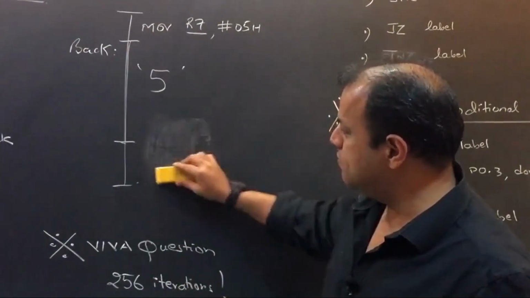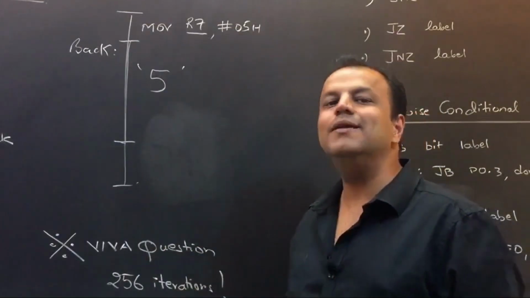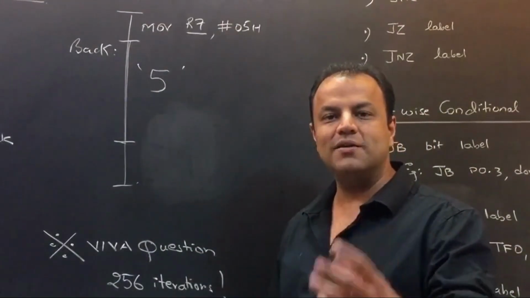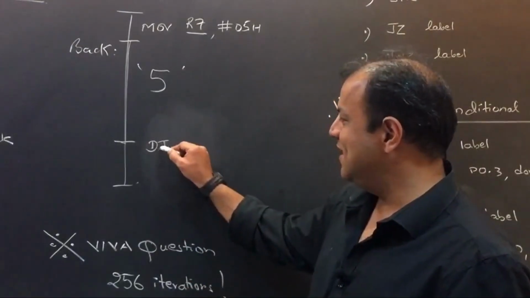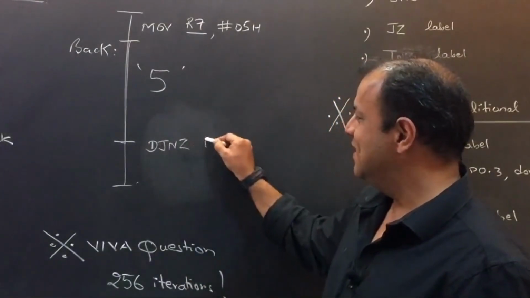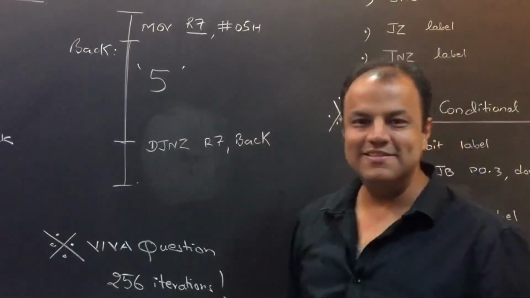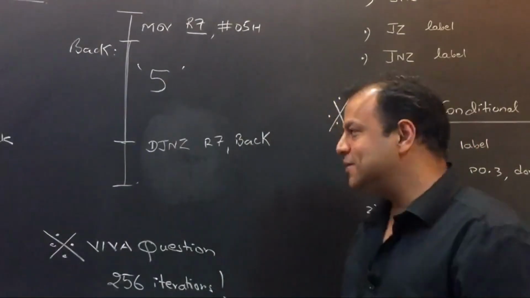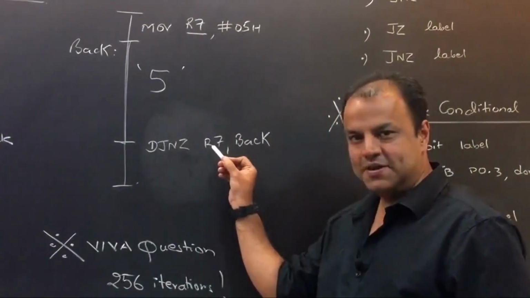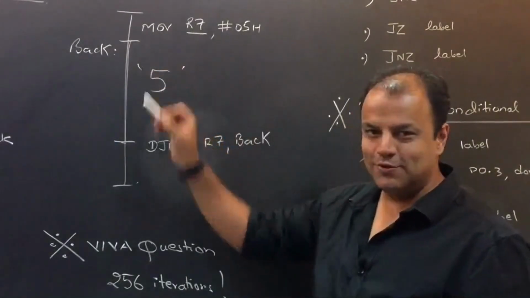So if every loop requires these two instructions, why waste the programmer's time in writing two instructions? Why not create a smarter instruction that will do both things? DJNZ R7, back. DJNZ stands for decrement and jump if not 0. What will it do? It will decrement R7. If the value is not 0, it will jump to the location back.